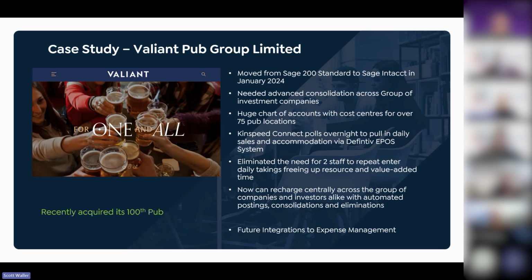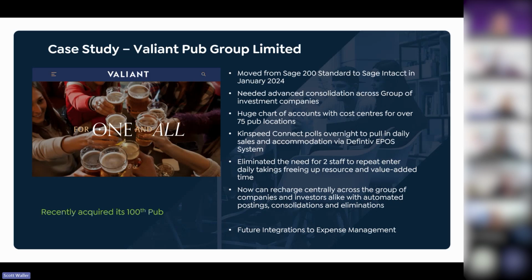They acquire failing pubs, pump a load of money into those pubs, turn them around, and then put them in as multi-managed tenancy pubs as well. At the time of speaking to us, when they were looking at moving software, they had 75 pubs under their remit. So again, that was 75 cost centers, an extra 75 nominal codes for everything throughout their chart of accounts.